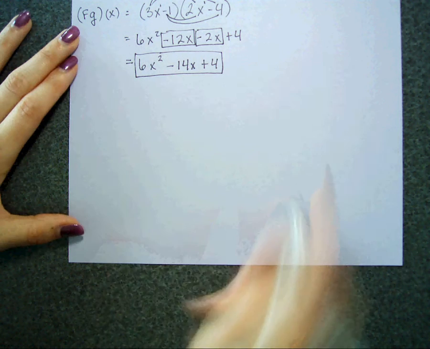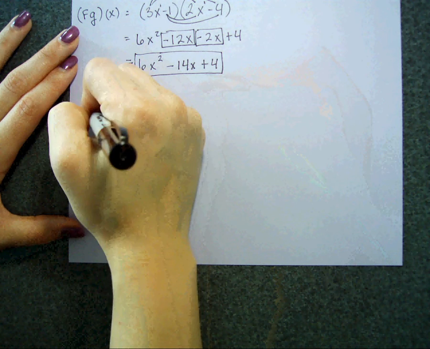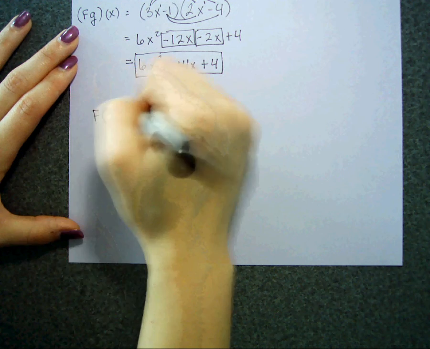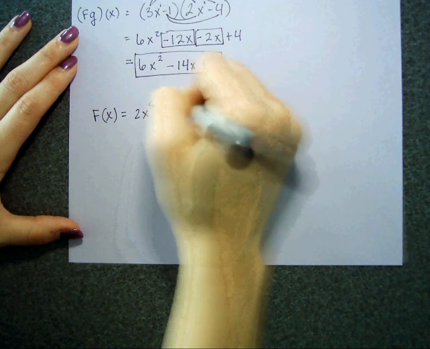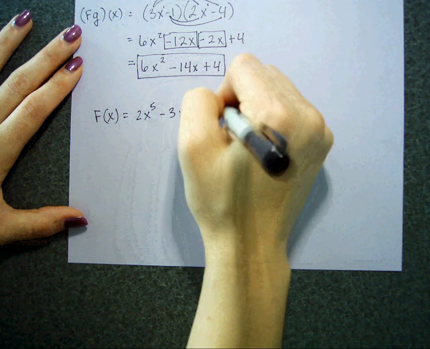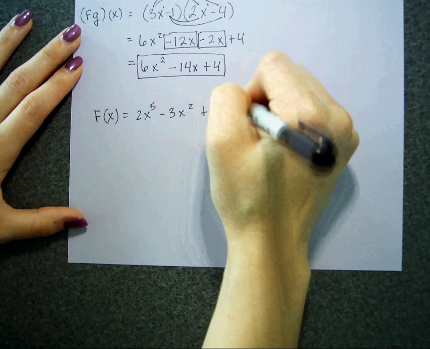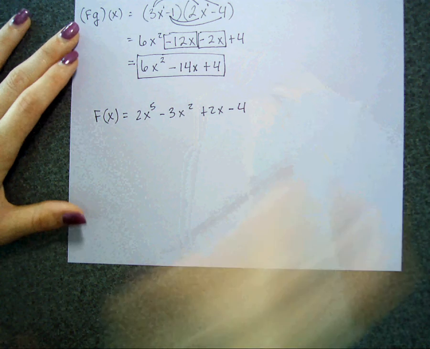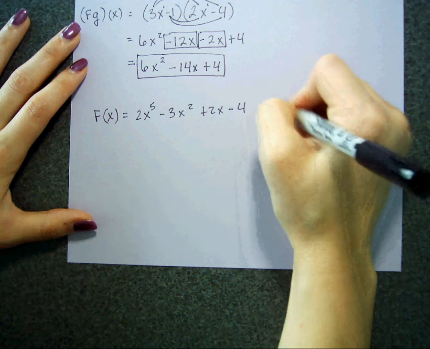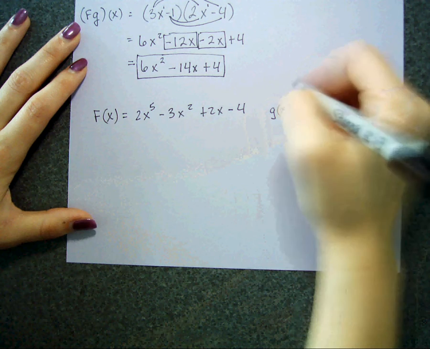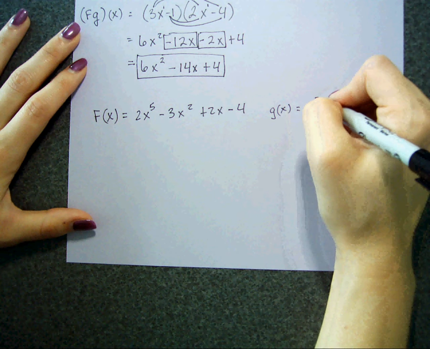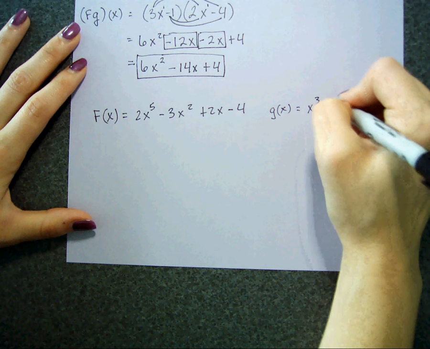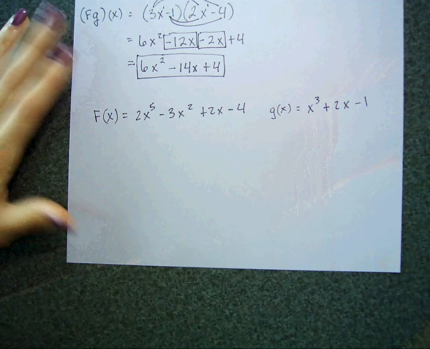So let's bump it up a little bit. And let's say I have f of x equals 2x to the fifth minus 3x squared plus 2x minus 4. And let's say g of x is x to the third plus 2x minus 1.